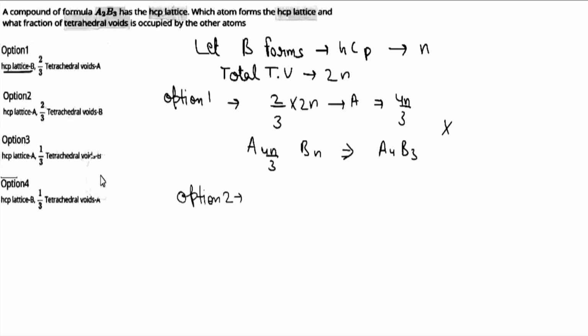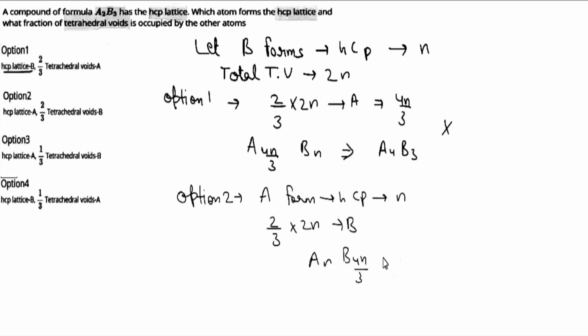Going for option 2, let A form the HCP lattice. So according to option 2, A forms HCP, which is n. So B is going to occupy the tetrahedral void position, which is 2 by 3 of 2n, which is going to be occupied by B. So the formula is An B4n/3, which is A3B4. It is also wrong as the formula in the question is A2B3. So this is also wrong.